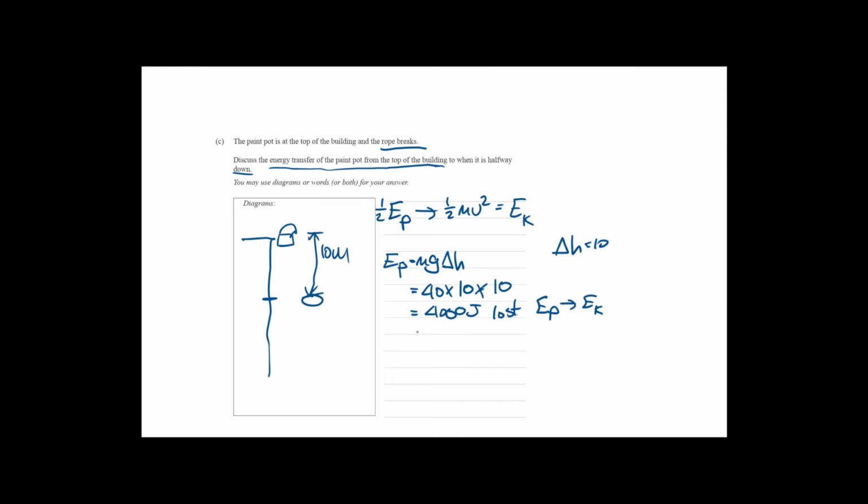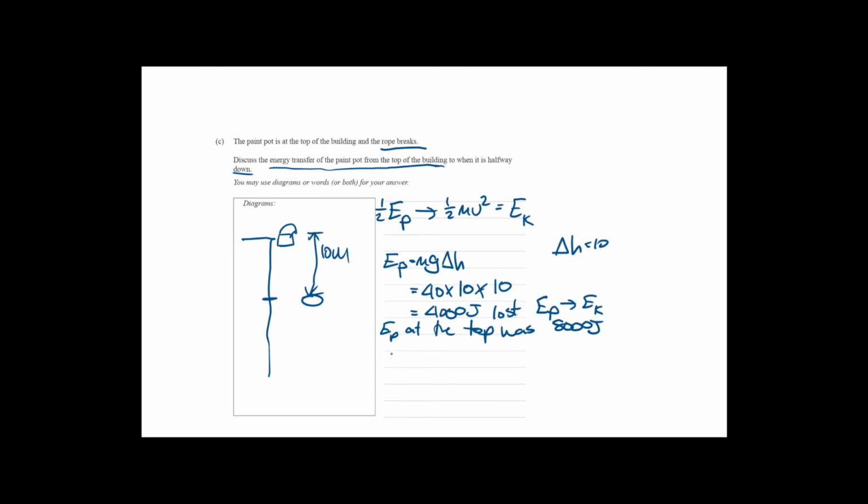We started with, what did we start with? We started with, at the top, 8,000 joules. So 4,000 of those joules have been converted. What else could you say? Let's work out what the velocity of this thing is going to be.